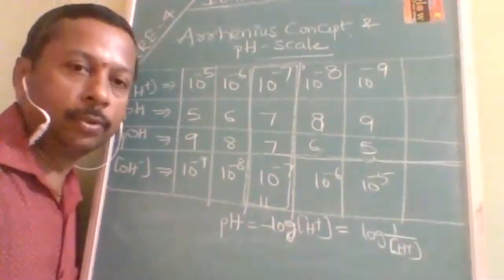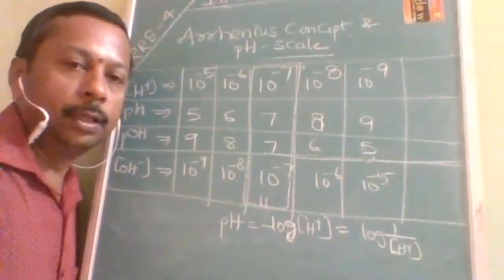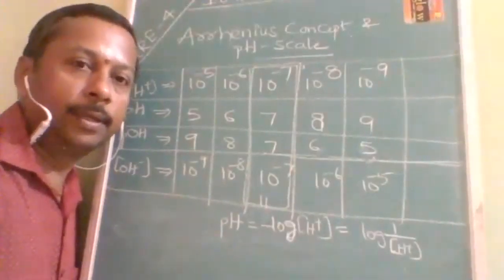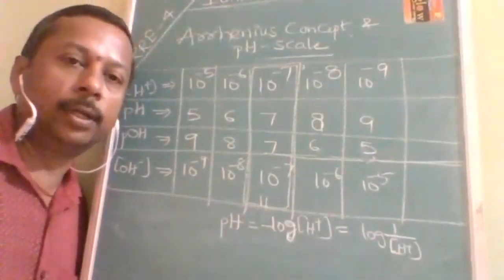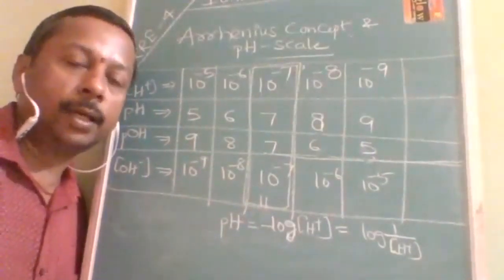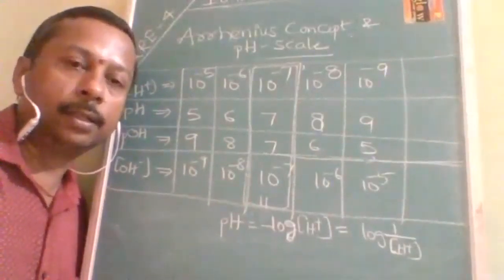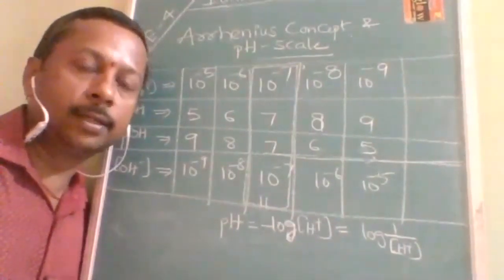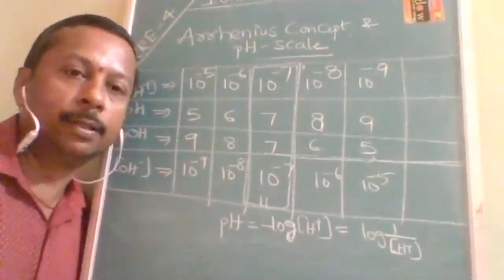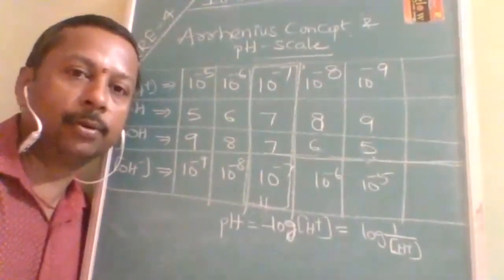At 7, both acid and base are equal in strength, therefore it is neutral. So don't think that higher pH means strong acid. Lower pH is strong acid, lower pOH is strong base, higher pOH is weak base, higher pH is weak acid. Keep it in mind, and it is 10 times. If you increase the concentration by 10 times, pH is going to change by 1. All of you make a note of it.